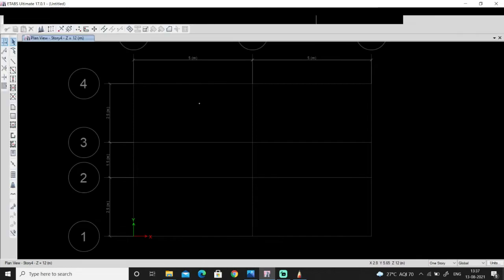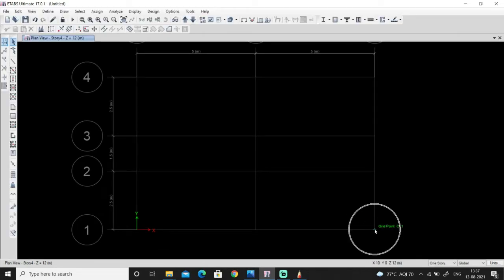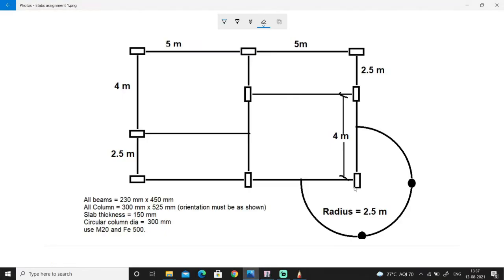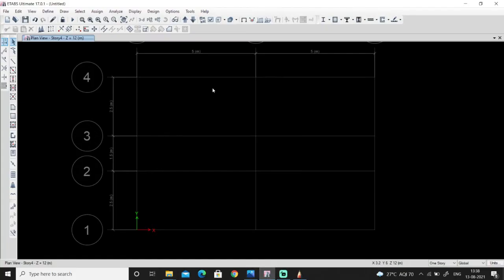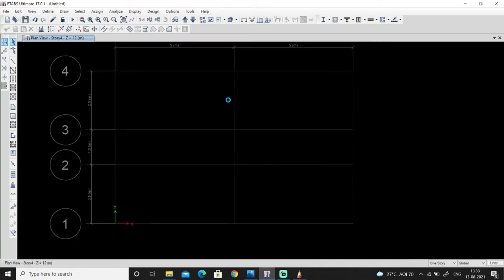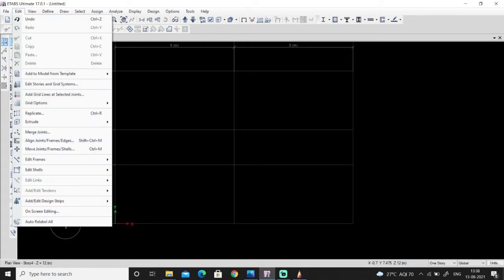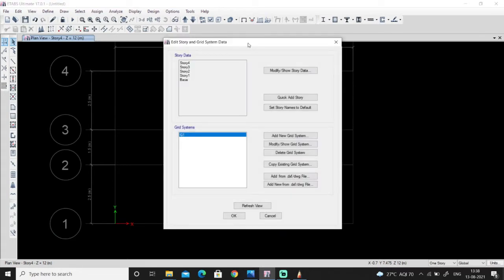At this corner, as you can see, we have to add this grid. So in forming a grid, we need to use the cylindrical grid formation option. And first of all, we will see what it is. To form a grid, go to edit, edit story and grid system.